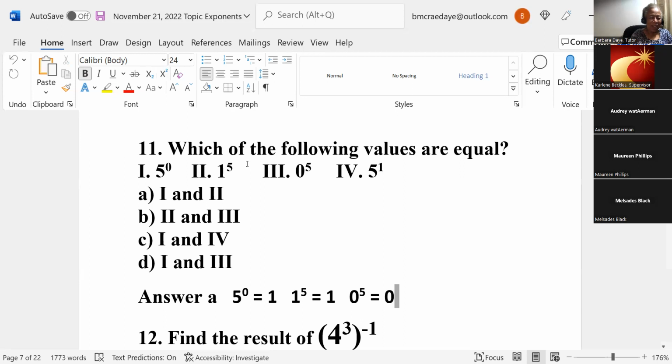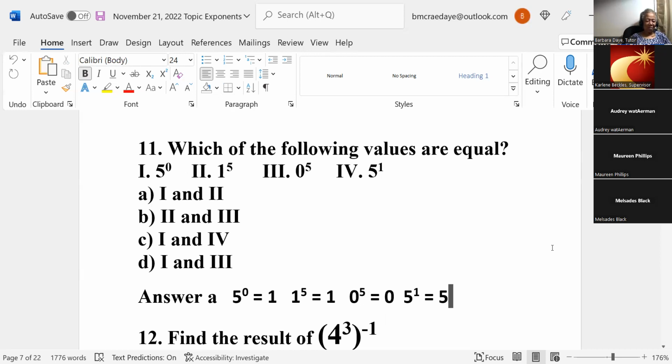Okay, now 5 to the 1 power. Let's put that there. What's 5 to the 1 power? 5. That's right. Now, you found the value of all of them, right? Now, which ones are equal?